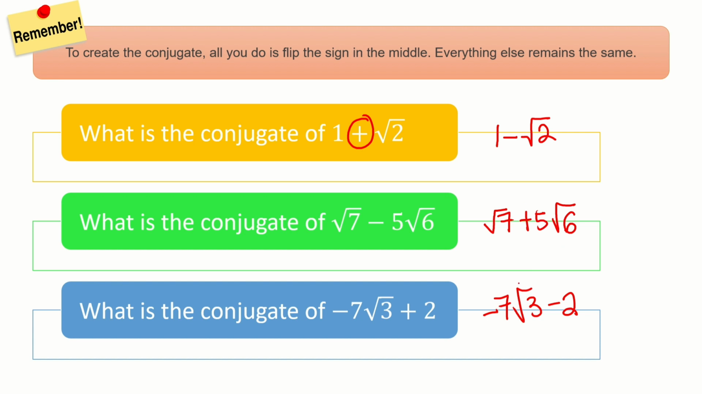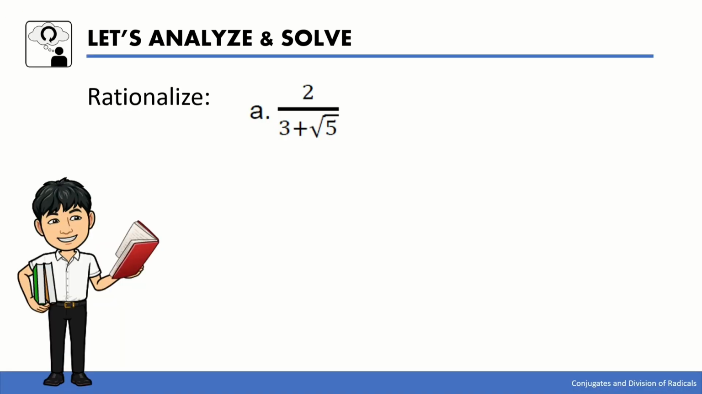Again, to create a conjugate, all you need to do is flip the sign in the middle and everything else remains the same. Now let's try to rationalize letter A, 2 all over 3 plus square root of 5. If you still remember in our previous lesson, we must free the denominator from radicals. So if you're going to examine, we have square root of 5 in the radical sign. So we have to get rid of that. So to do that, what we need to do is to multiply it by its conjugates.